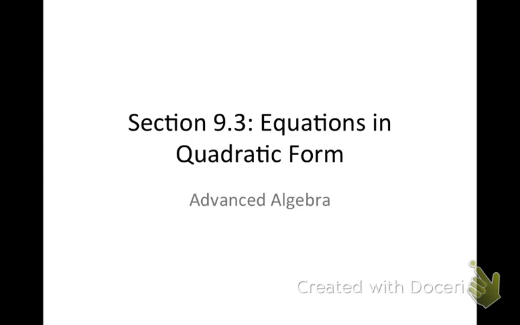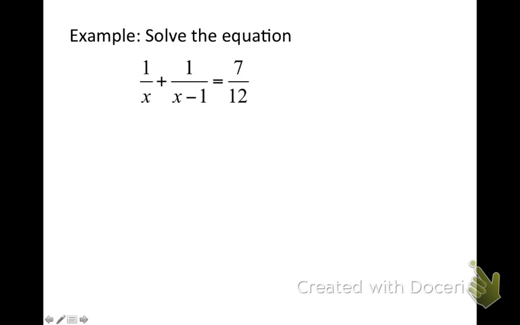Techniques to solve rational equations that end up being quadratic equations. So, we've seen this before. This should not be new ideas or new concepts. We've seen equations that had fractions in them. So if I had 1 over x plus 1 over x minus 1 equals 7/12, we remember doing that back in the day.